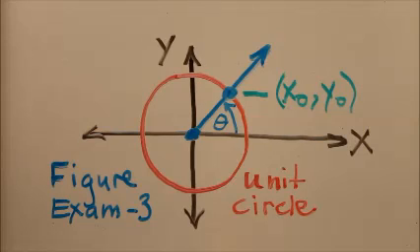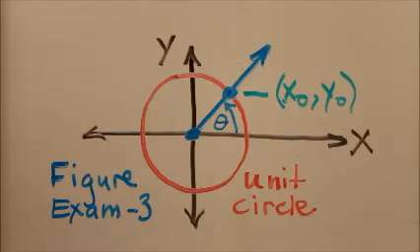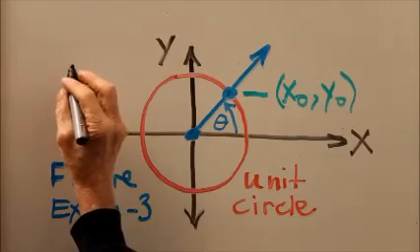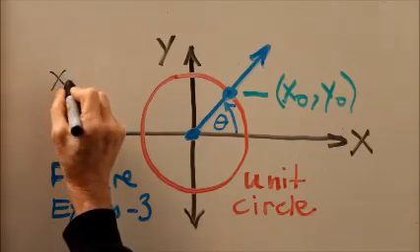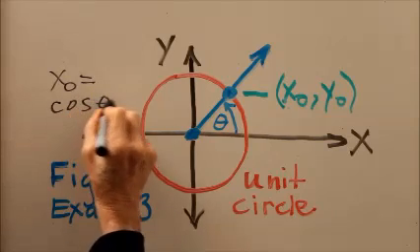Then the question goes on and says we get this angle theta when we execute one and only one of the following functions, and then there are 5 inverse trigonometric functions listed. Well, let's remember that x sub 0 equals the cosine of theta.